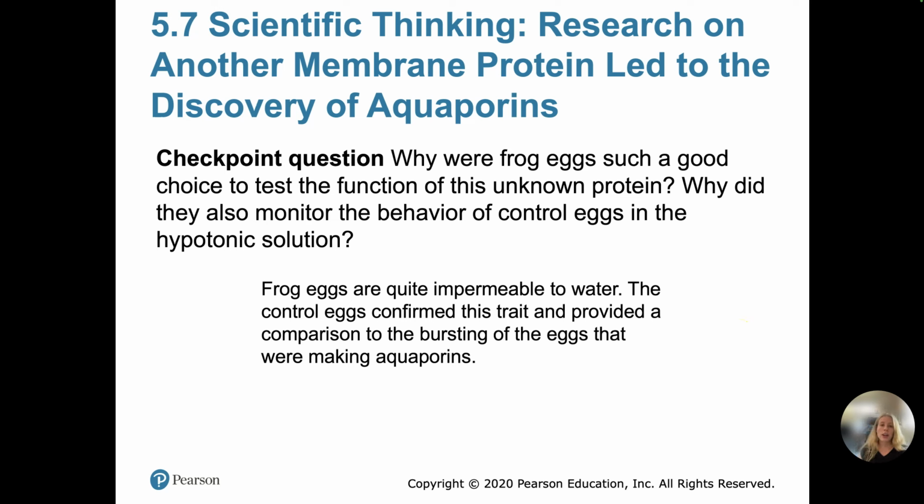And then for 2, they had to monitor control eggs to confirm that the frog eggs were actually mostly impermeable to water and to also compare the experimental results. So they provided a comparison to the bursting of the eggs that were making the aquaporin proteins because they themselves did not burst. So that's kind of a cool story about how aquaporins were discovered. And aquaporins are a type of transport protein that are key for facilitated diffusion to occur.